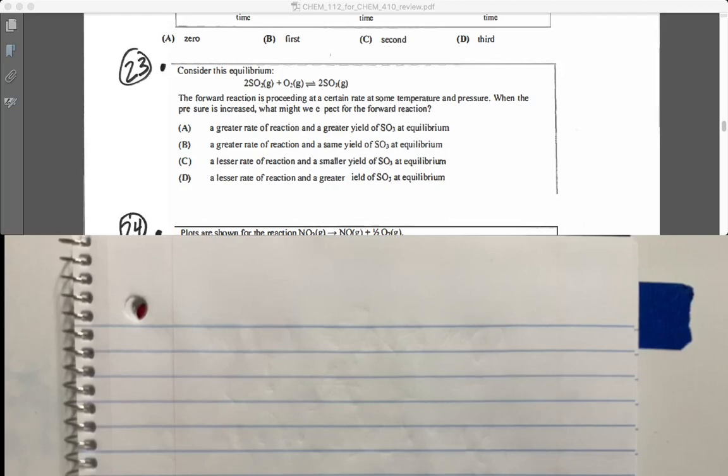Well, if you notice this carefully, we have 3 moles of gas, 2 SO2 plus 1 O2, going to 2 SO3. So we've got 3 moles of gas converting down to 2 moles of gas. So if you take PV equals nRT, you've decreased n, and so this is a way for the pressure to relieve itself. And so if you increase the pressure, the reaction will be driven to the right. So that would mean we will have a greater rate of reaction and a greater yield of SO3 at equilibrium.